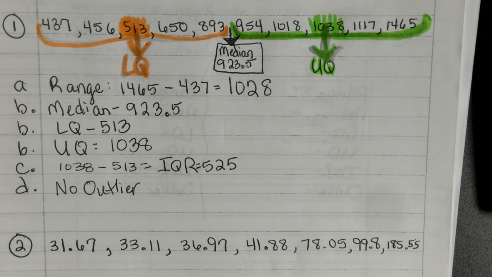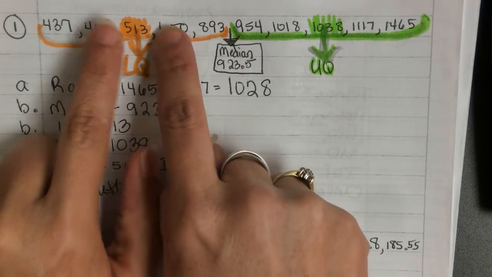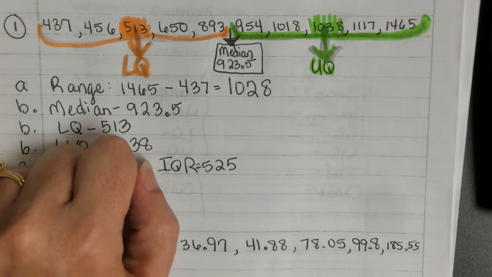Okay, now, IQR, interquartile range. I want you to see something. How many quarters are in a dollar? 4. You've just now created 4 quarters in this data. Here's quarter 1. Here's quarter 2, quarter 3, and quarter 4. You've broken it down to 4 quarters.